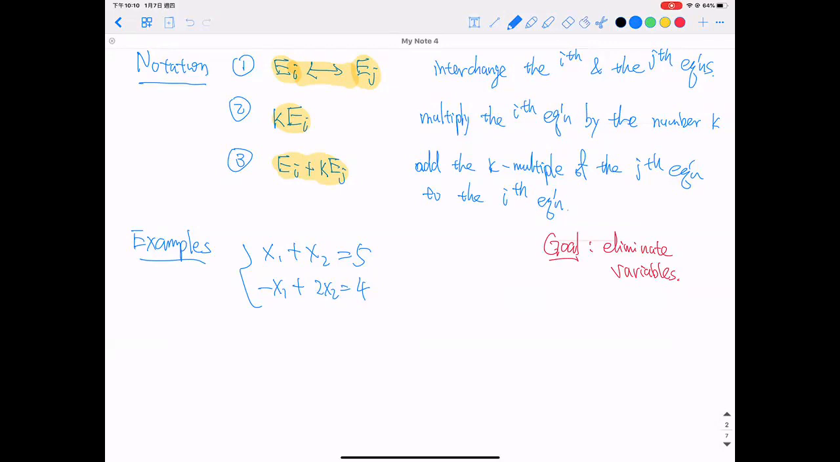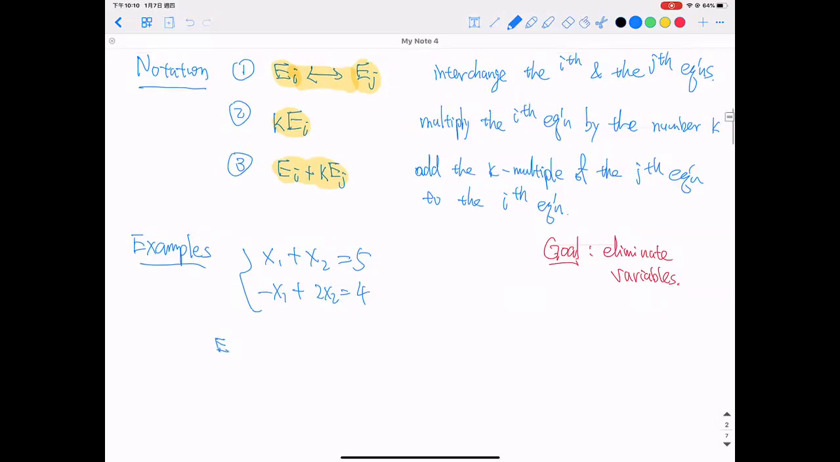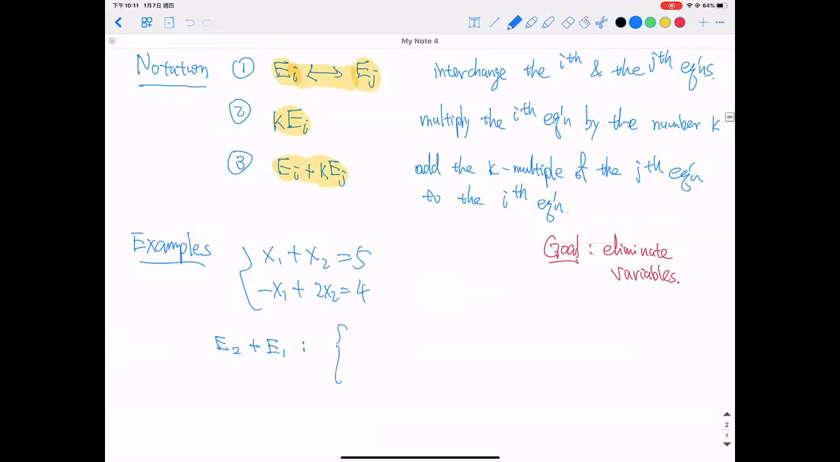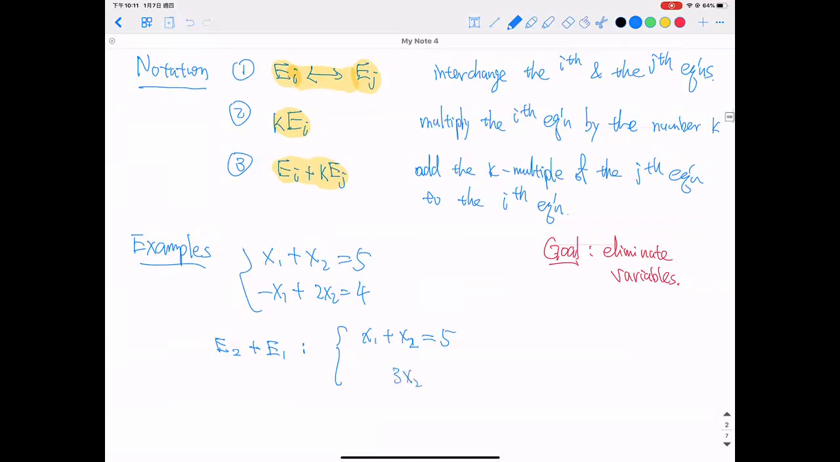So what if we just take E1 and add it to E2? That keeps the first equation the same. Now the second equation becomes the sum of these two. So here we have minus x1 plus x1, that will be 0. Oops, sorry, this is x2. And over here, you will have x2 plus 2x2, so 3x2, equaling 5 plus 4, that's 9.